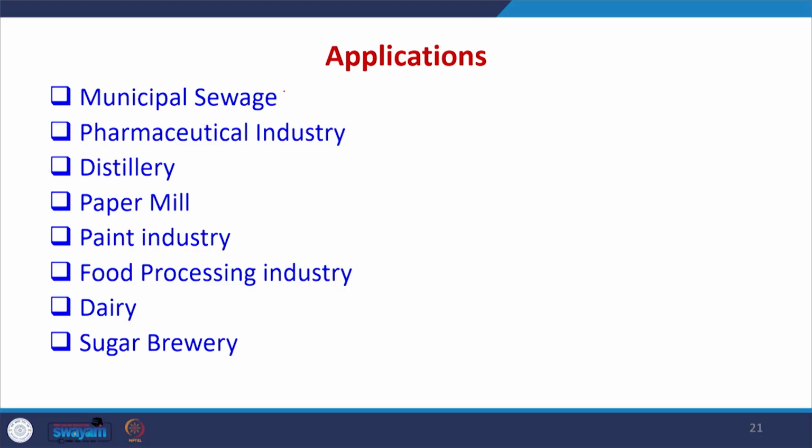Now, these biotower systems are used in many applications. They can be used for treatment of municipal sewage. They are recommended for treatment of pharmaceutical industry wastewater, distillery wastewater, paper mill and paint industry wastewater which contain very high organic loading, then food processing industry, dairy, sugar, brewery, etc. So, in all those places where the concentration is higher, we can go for anaerobic biotowers for methane and CO2 formation. Where the concentration is low, we can go for aerobic biotowers and perform the treatment.